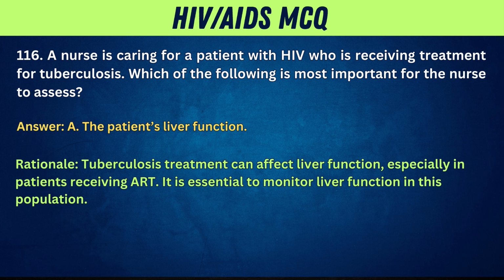Answer. A. The patient's liver function. Rationale. Tuberculosis treatment can affect liver function, especially in patients receiving ART. It is essential to monitor liver function in this population.